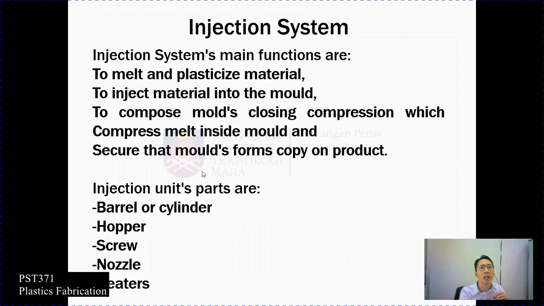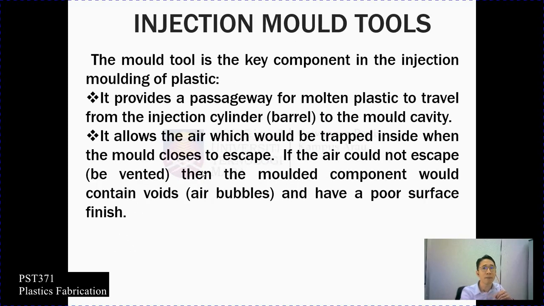The injection system's main functions are to melt and plasticize the material, to inject material into the mold, to compose mold closing compression with compressed melt inside the mold, and to secure the mold from form copy on the product. Injection unit parts are the barrel, cylinder, hopper, screw, nozzle, and heater.